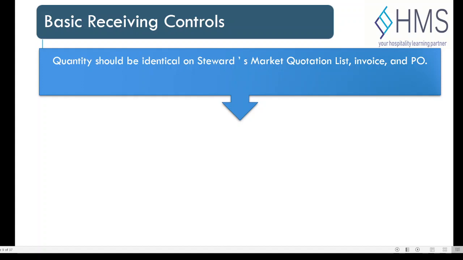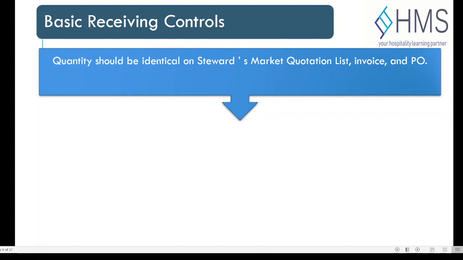Usually the process is the steward or the chef in the office creates a daily market list, and then a purchase order is issued based on that by purchasing, and then when the goods are delivered there is an invoice from the supplier, right? So that's a general process. So the physical goods have to match with all the three.